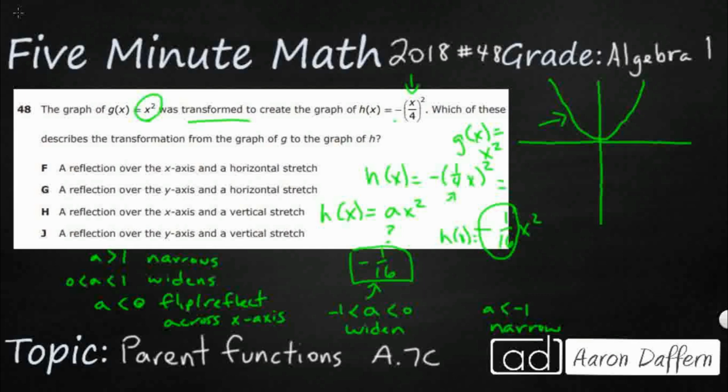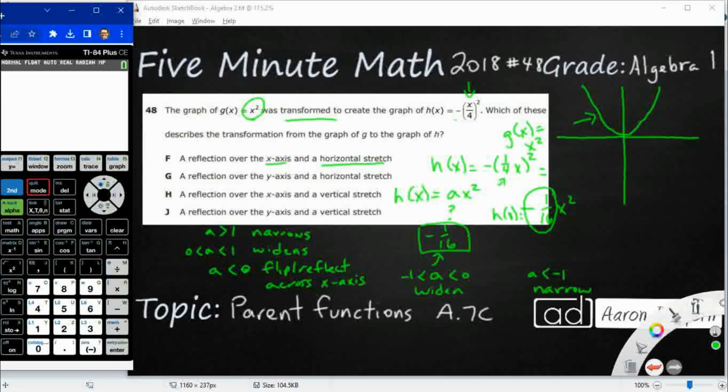So all of that needs to happen. It looks like we're going to reflect over the x-axis and have that horizontal stretch. In this case, it's a widen. But let's double check on our graphing calculator. So we're going to go to our y equals. We're going to go ahead and plot both. The blue is going to be the x squared, and then the red is going to be our negative x over 4 squared. Hit the graph.